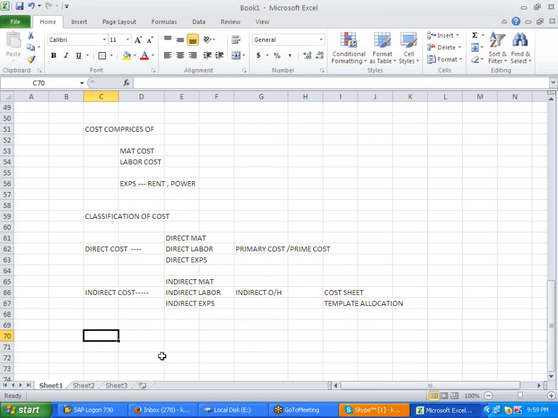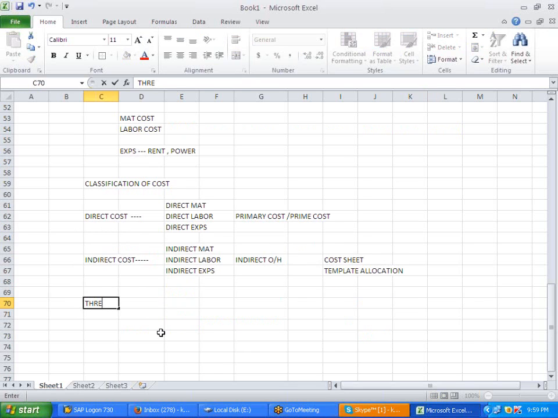Classification of cost. Now, how do we say a particular cost is a direct cost and a particular cost is an indirect cost? You need to look into three factors. One, which is directly traceable. What do I mean by directly traceable? It is easily recognizable. This is the cost which is related directly to the material. A particular work is being done to a particular material. It is easily traceable.